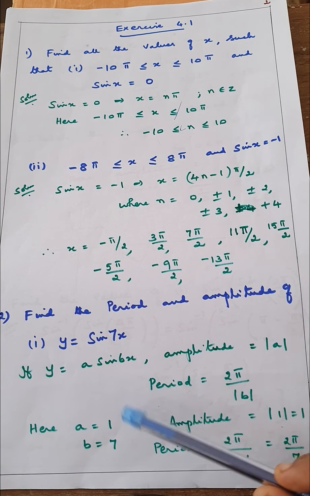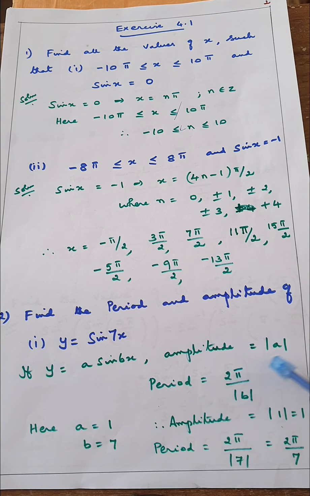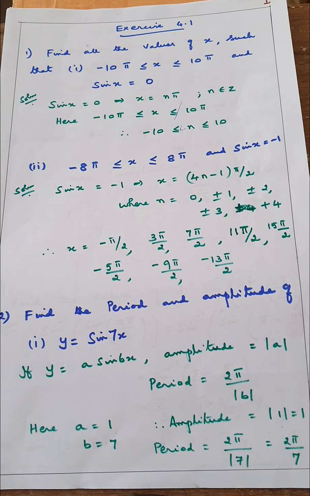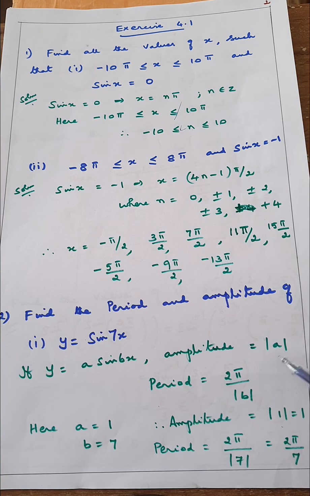So when you have the form y is equal to a sin bx, your amplitude is equal to modulus of a. What is your a here? a is equal to 1. So if you don't have here anything, it is 1. So in the place of a you have 1. So modulus of 1 will be equal to 1. So the amplitude for this function will be 1.